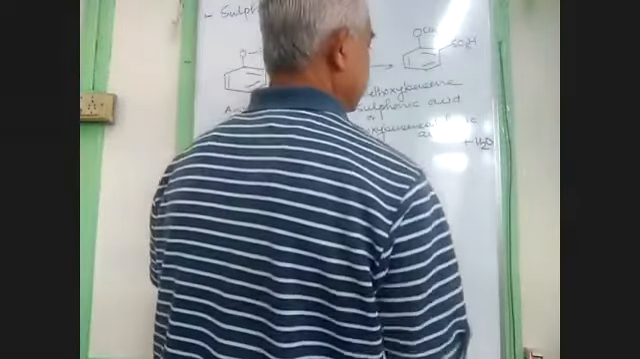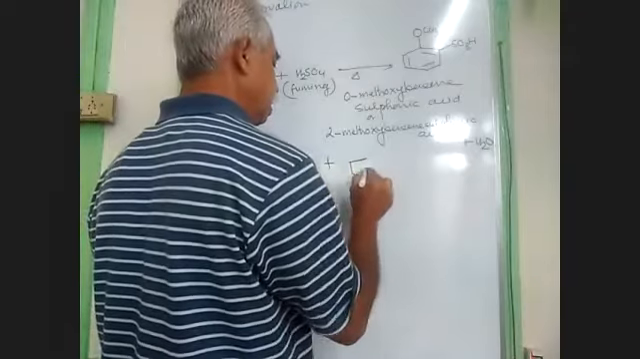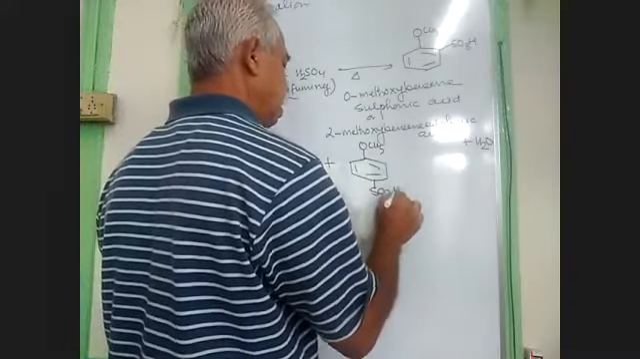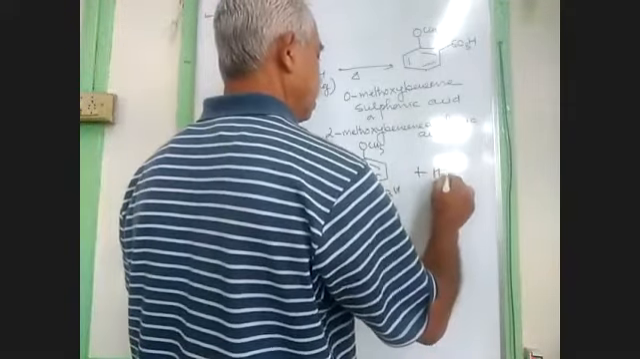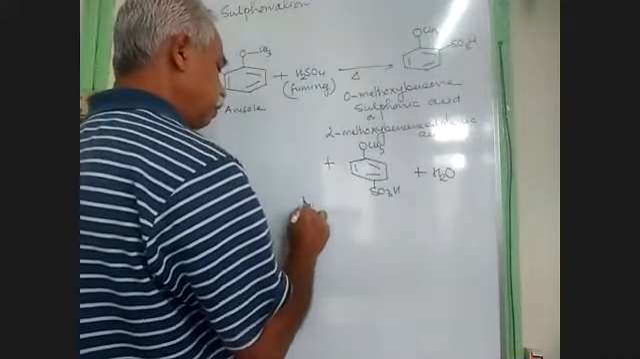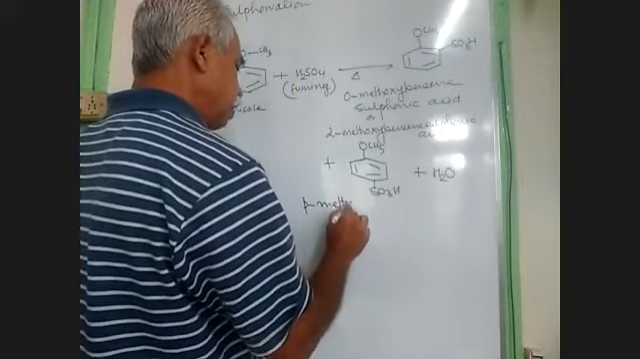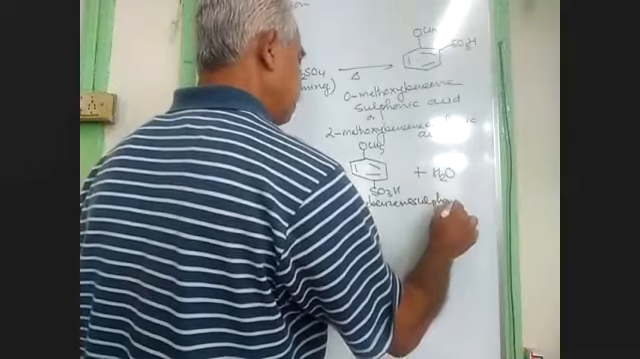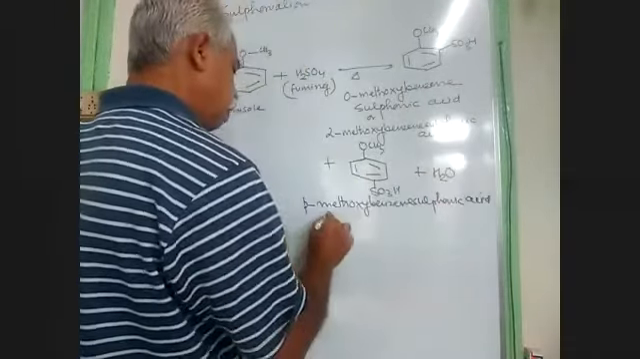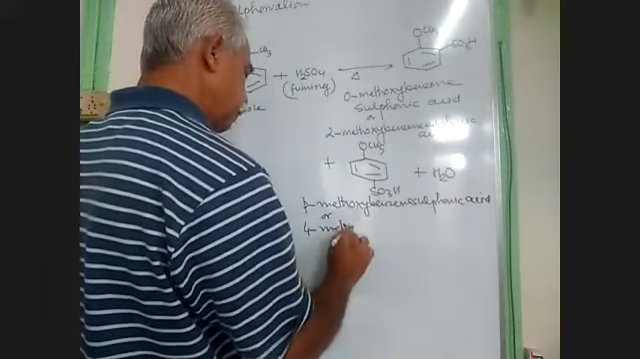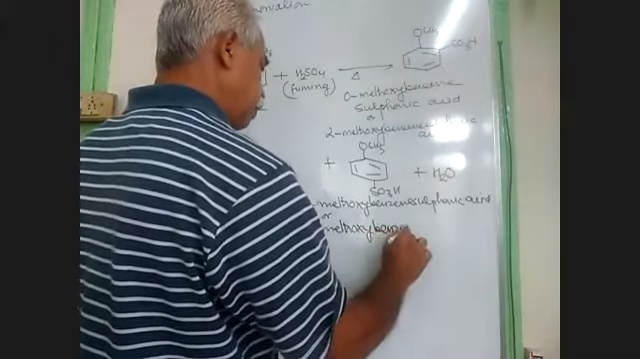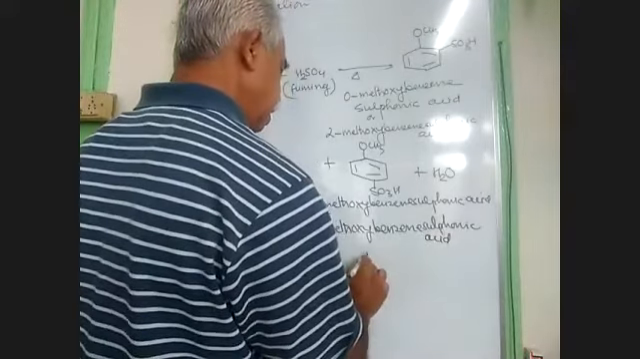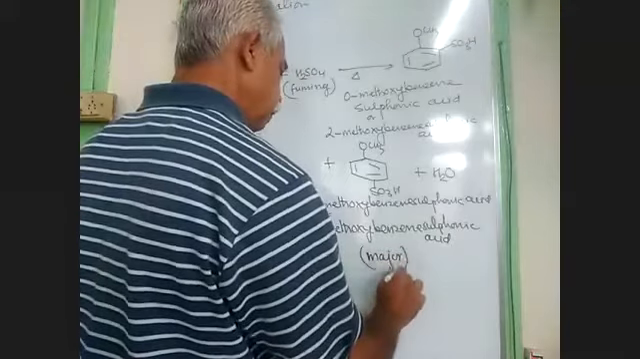Again, okay. And plus you will get the para isomer. It will be OCH3, SO3H. All right. So what will be the name? Para-methoxy benzene sulfonic acid, or 4-methoxy benzene sulfonic acid, and this will be major.